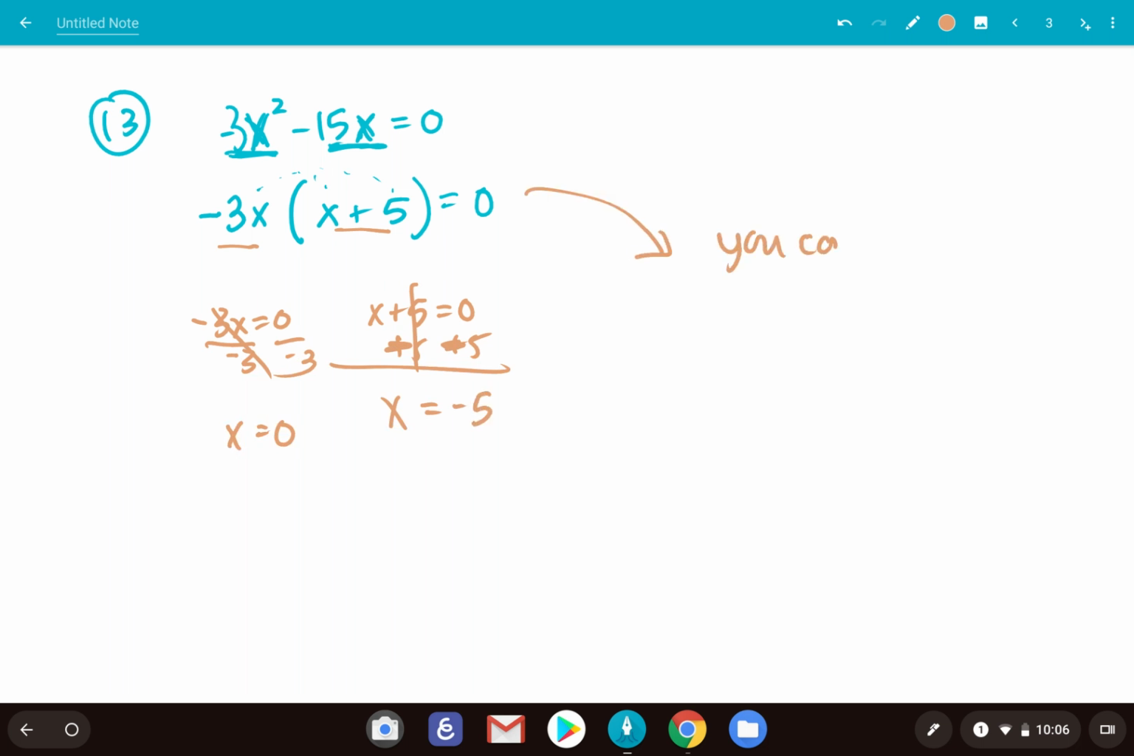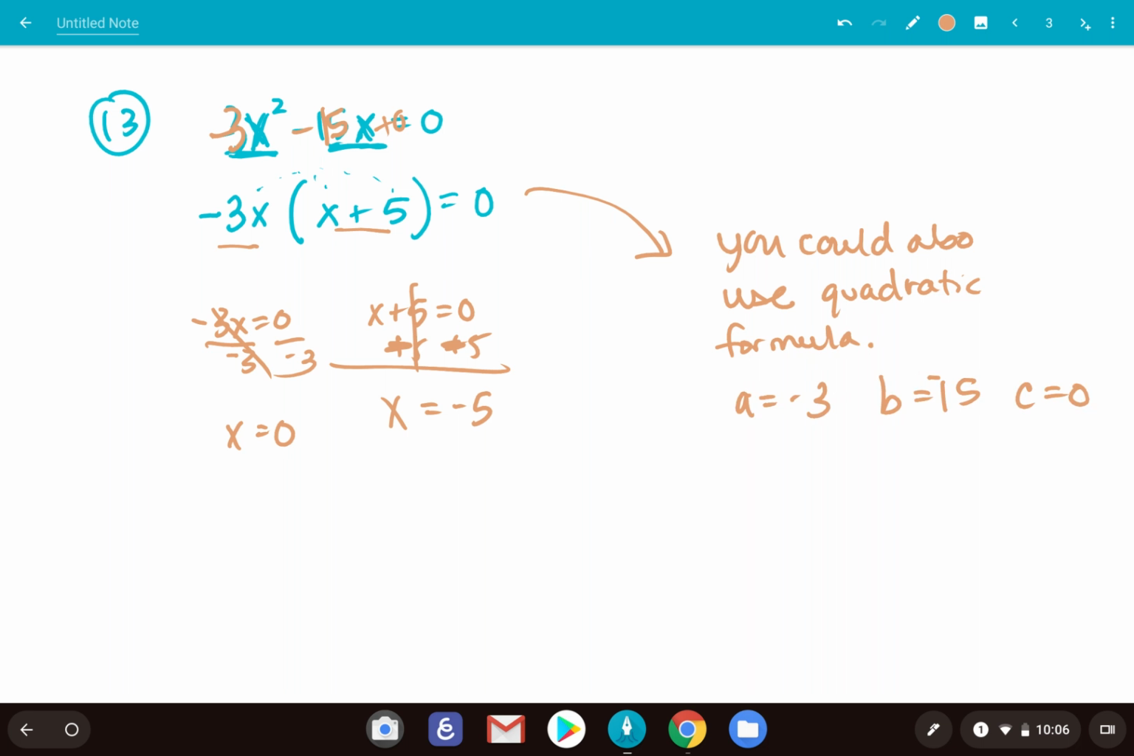You could also use the quadratic formula. In this case, the a value would be negative 3. The b value would be negative 15, and the c value is just a 0. And you just substitute those numbers into the quadratic formula, and you should end up getting these same two answers.